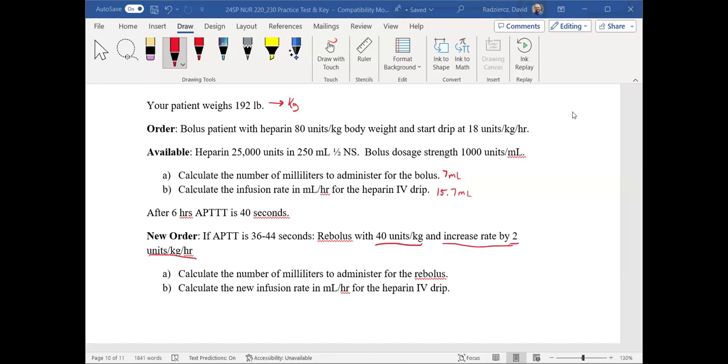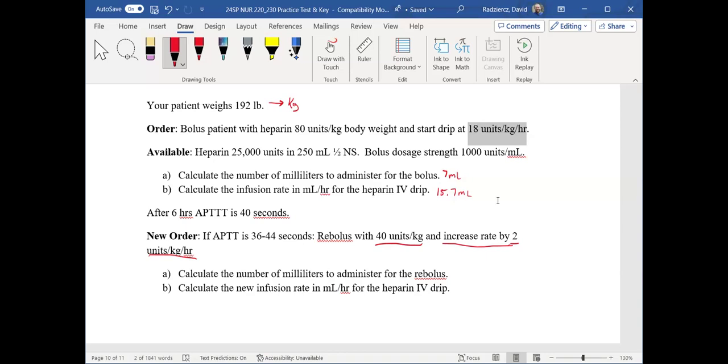Yeah, so it's 18, right? But that says for the drip. Yep. And that's what it's telling you to do, to increase the rate by 2. So we started at 18, and now we're going to increase it because we need to give them more heparin. So if it's 18 as we started and we're increasing it by 2, what would be the new rate in units per kilogram per hour? It'll be 20. You got it.